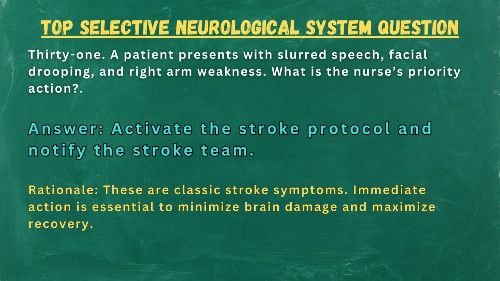31. A patient presents with slurred speech, facial drooping, and right arm weakness. What is the nurse's priority action? Answer. Activate the stroke protocol and notify the stroke team. Rationale. These are classic stroke symptoms. Immediate action is essential to minimize brain damage and maximize recovery.